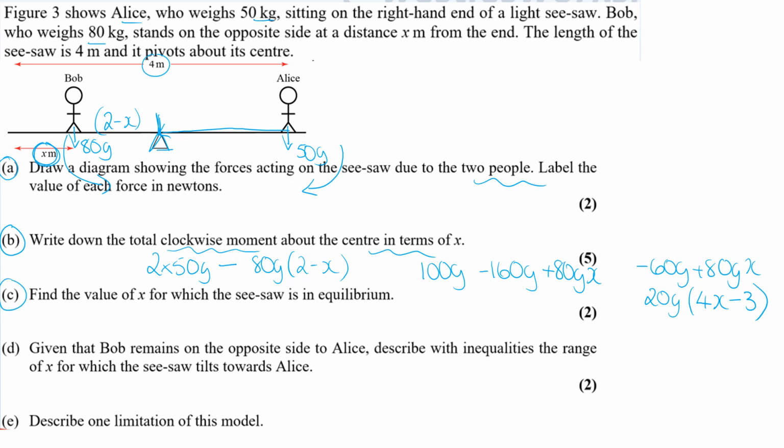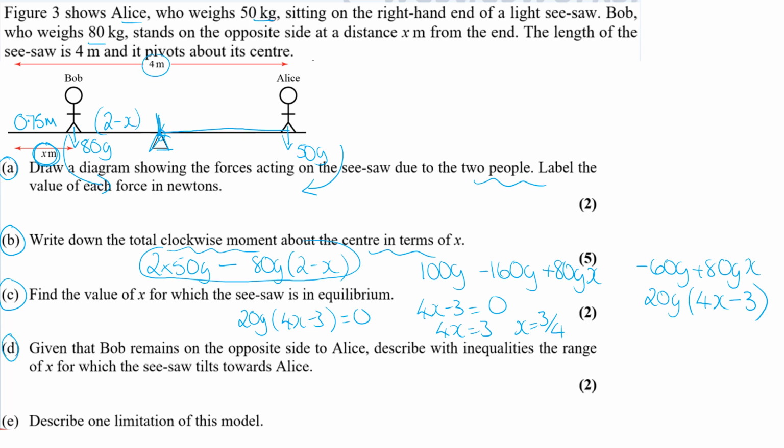Part C, find the value of x for which the seesaw is in equilibrium. Because we've just taken those moments about the pivot, if it's to be in equilibrium, then the resultant moment will have to equal 0. So 20g(4x minus 3) will have to equal 0, and that's only going to happen, because we've already factorized, when 4x minus 3 is equal to 0. So 4x will equal 3, x will equal 3/4. x will be 0.75 meters, and then the seesaw is in equilibrium.